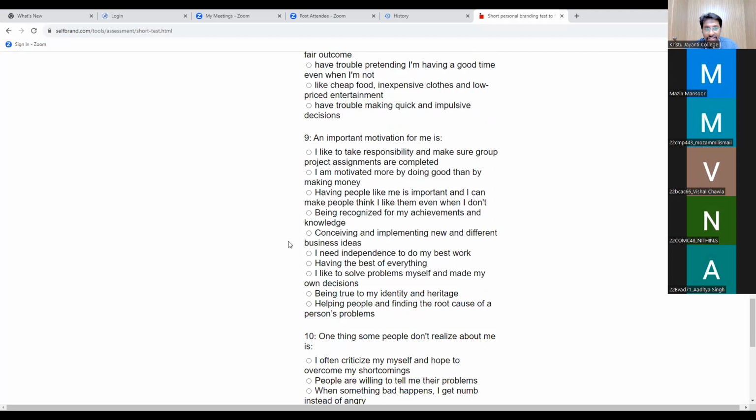An important motivation for me. So what motivates you to keep your life going? What is a motivation factor for you? An important motivation for me is I like to take responsibility and make sure group project assignments are completed. I am motivated more by doing good than by making money. Having people like me is important, that I can make people think I am, even when I don't. Being recognized for achievements and knowledge. I need independence to do my best work, having the best of everything. I like to solve problems myself and make my own decisions. Being true to my identity and heritage, helping people and finding the root cause of a person's problem. So this generally is me: I'm motivated more by doing good than by making money.